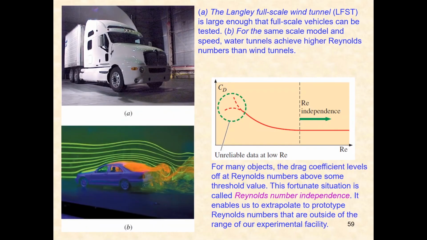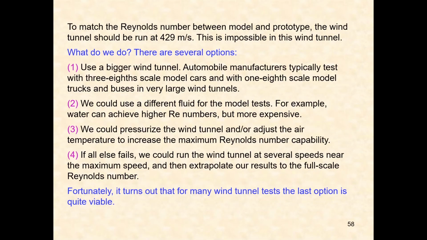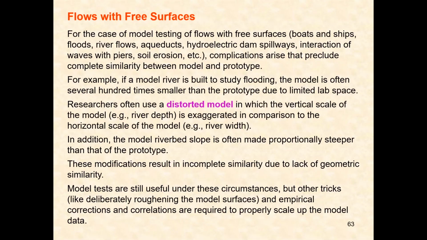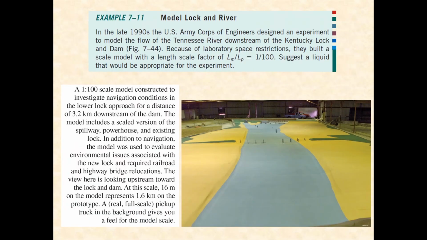Okay, so this is the example. Fortunately, it turns out that in many wind tunnel tests, the last option is quite viable. Sometimes at very low Reynolds number, the data is not really reliable. It doesn't reflect the same physics that is experienced by the prototype.